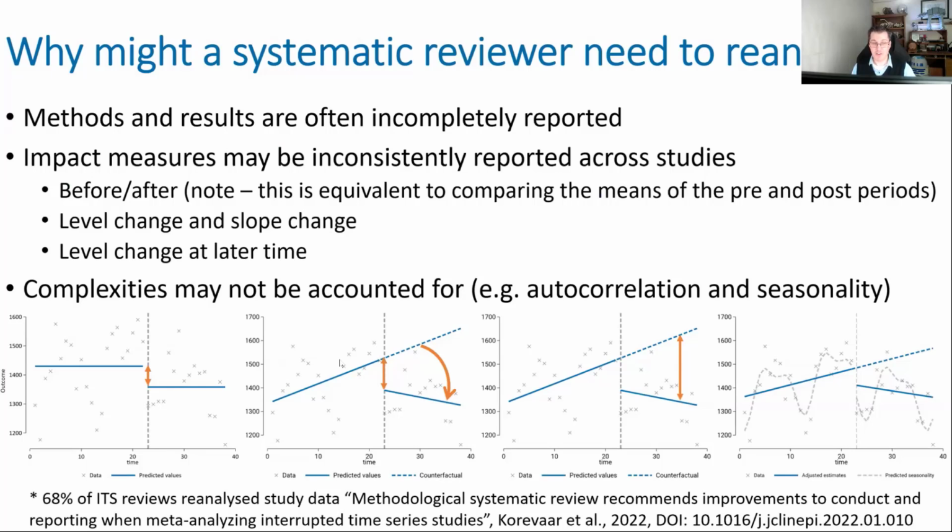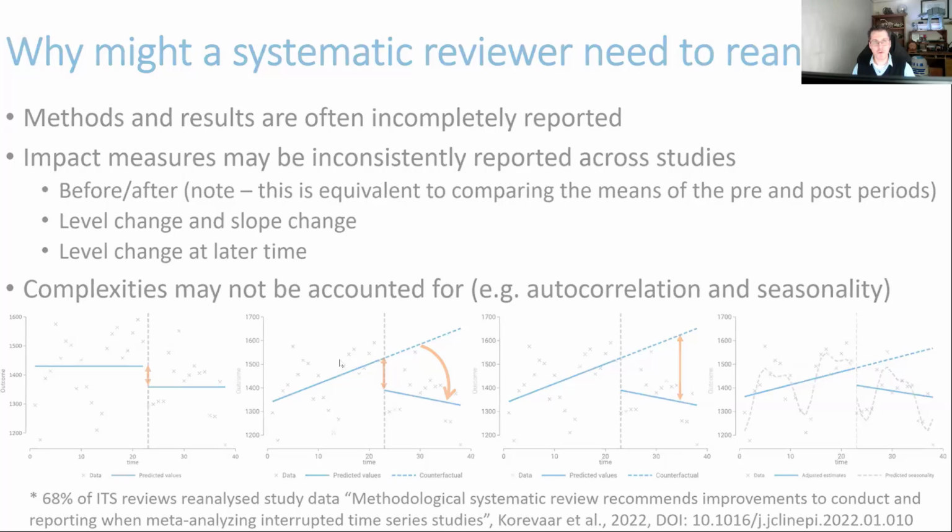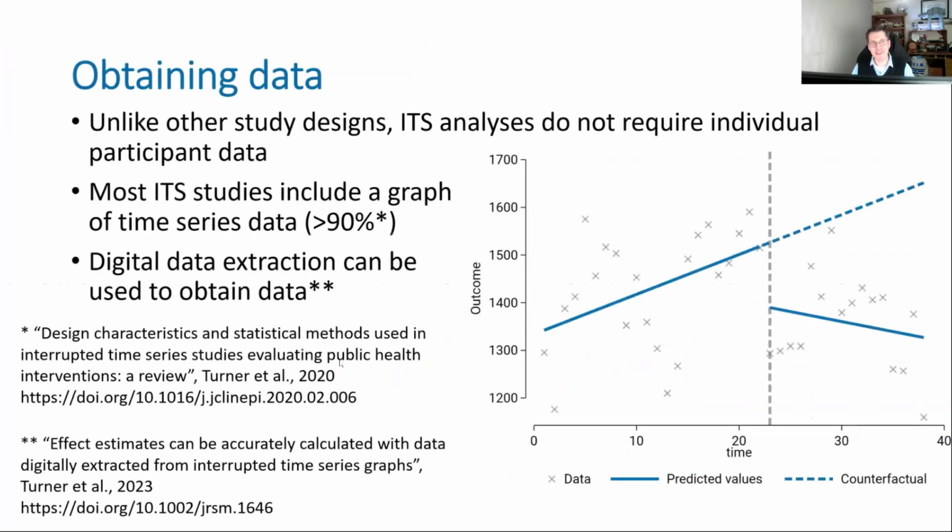How often is it likely? Lizzie's review that she finished just a couple of years ago, she looked at systematic reviews that incorporated interrupted time series and found that 68% of them did reanalyze the study data, so quite common. Now there's good news though. I feel like I've been telling you bad news for a while. It's quite easy to actually obtain interrupted time series data. Unlike other study designs, you don't necessarily have to get the individual participant data. As well as that, if you can't access the data from the study itself or from the authors, most interrupted time studies include a graph, like the ones that we've been showing here.